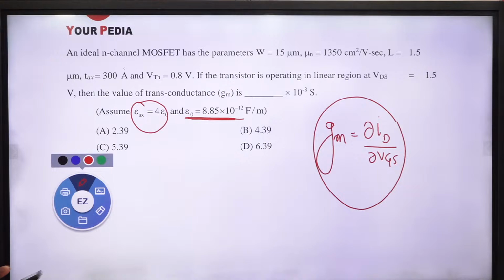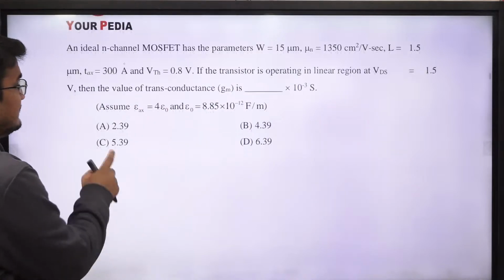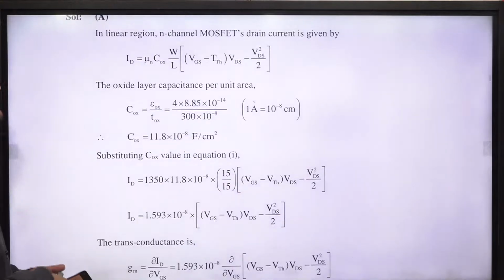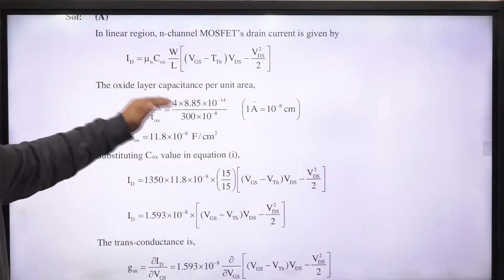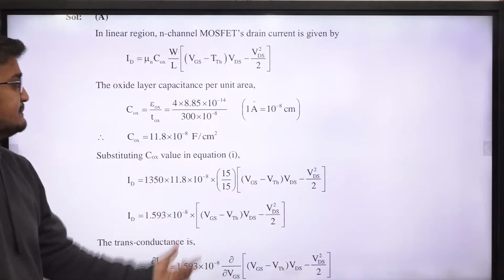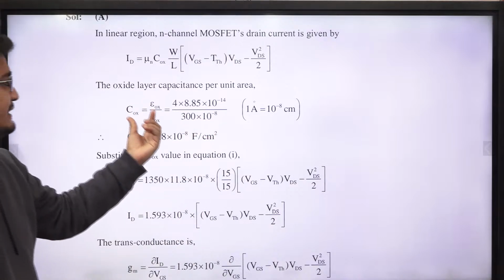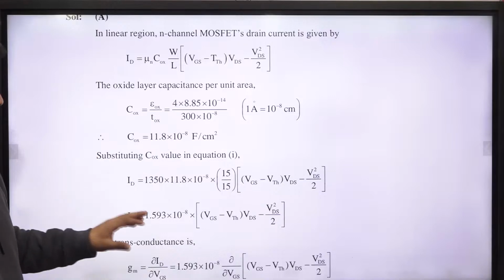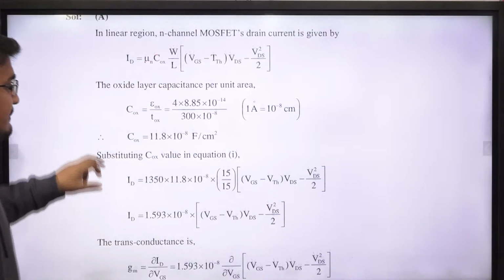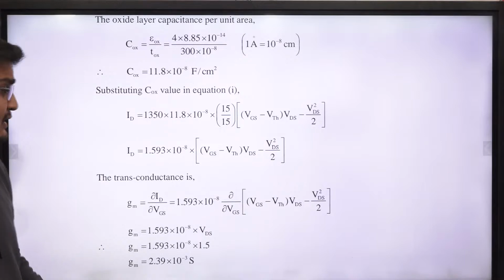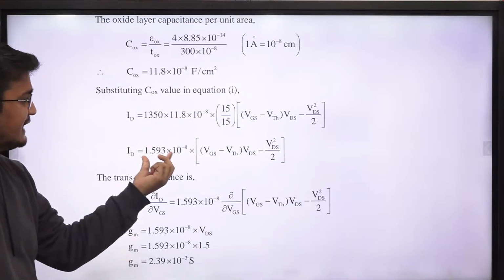So guys, the answer for this is A. Let me give you the solution. I have told you people, this is the drain current equation in the triode region. This is the oxide layer capacitance per unit area, epsilon OX upon TOX. You might have remembered this formula. Everything was given. If you put this EOX here, you will get this relation. W was given in the question, L was given in the question. So finally, you solve this, you will get this result.